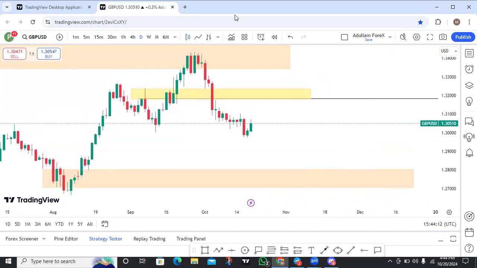So what are we expecting? We'll be expecting the market to retrace. If the market is to retrace to this level, we are going to be looking for buys on a lower time frame. Let's go to the H4 time frame. Let me show you guys.